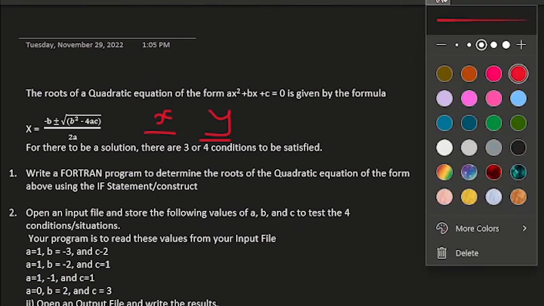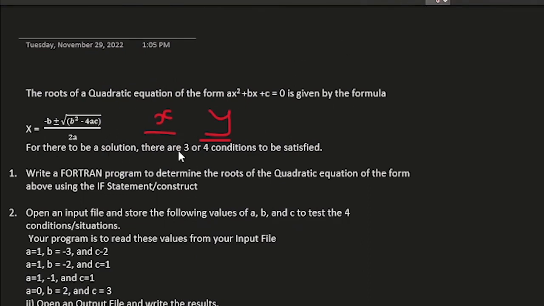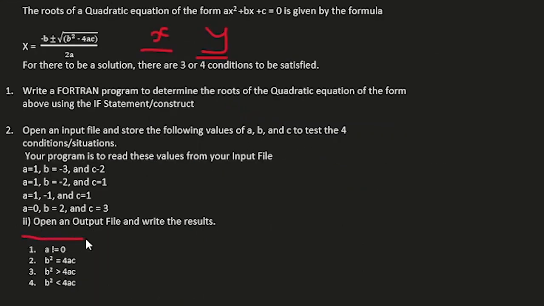The question said for there to be a solution, there are 3 or 4 conditions to be satisfied. I've already written the 4 conditions down here. I'm going to be looking at them. The first condition is a must not be 0. A must not be 0. If a is 0, this one will cancel out, and we'll have a linear equation which is bx plus c is equal to 0, and we don't want that, and that will be giving us just one solution.